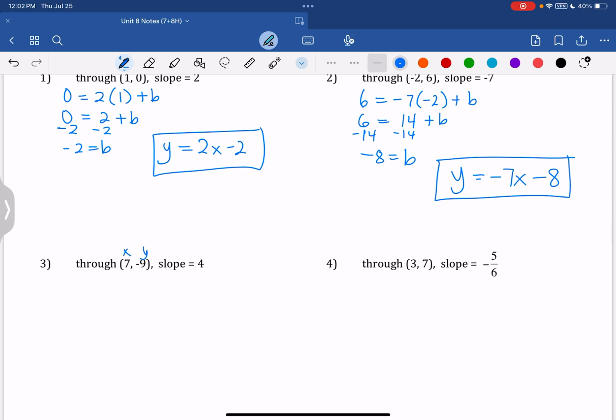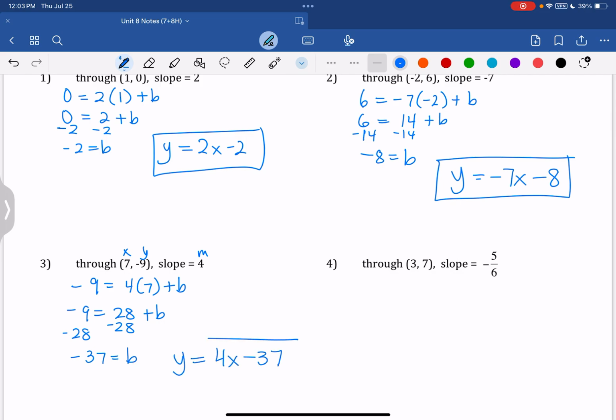x, y, m. -9 = 4 times 7 + b. -9 = 28 + b. Subtract 28. -37 = b. So our equation, y = 4x - 37.